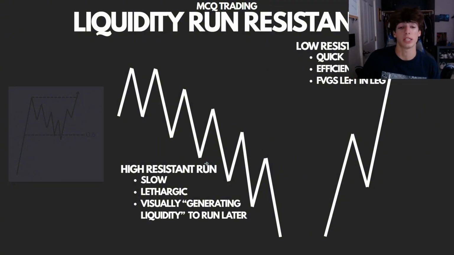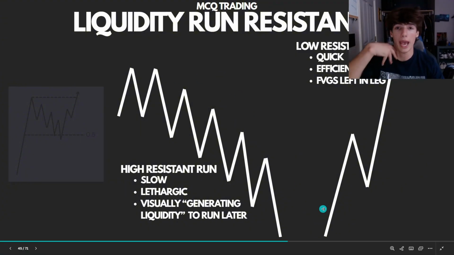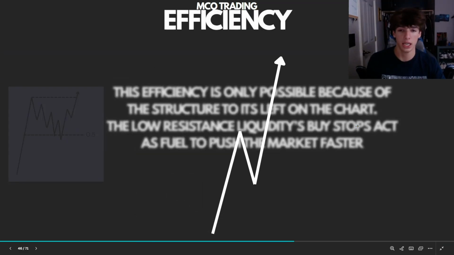The other thing that we usually see on the other side of this: when the market moves higher low resistantly, it's going to move lower high resistantly, right? That's kind of a mouthful, but just understand that. The high resistant run, you can tell this stuff visually, is going to be very slow, lethargic, and it's going to be visually generating that liquidity, those buy stops above those highs, for the market to run later in that low resistance liquidity run, right? And this is key to understanding.